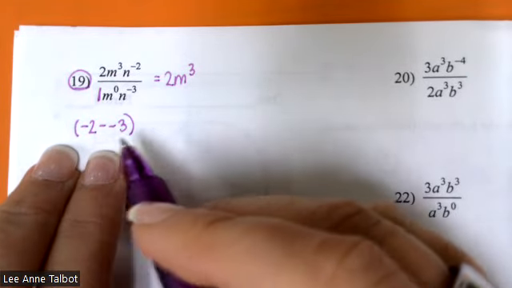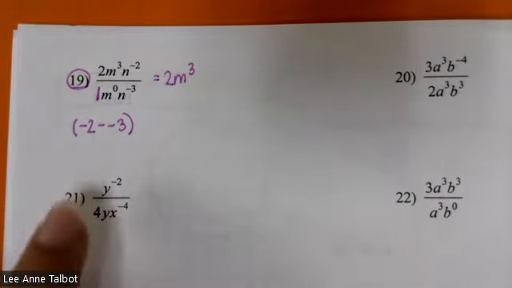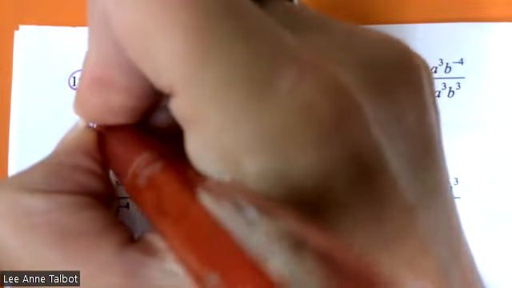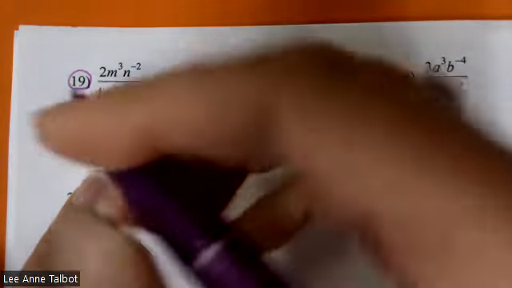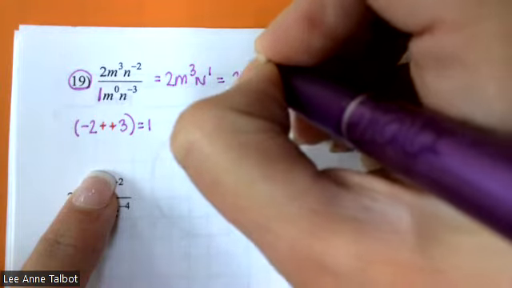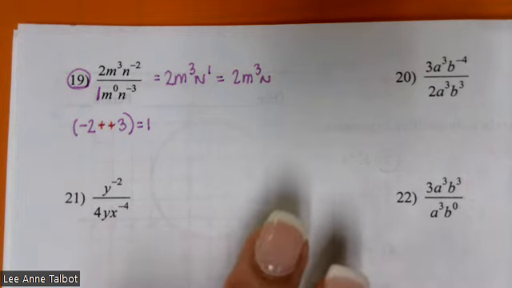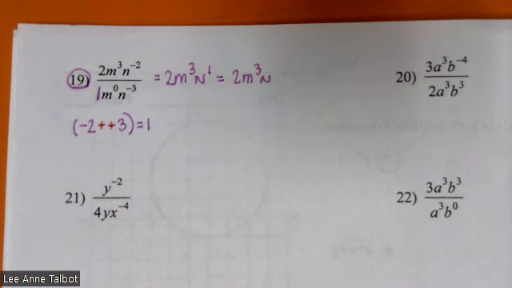What's -2 minus -3? No. Yeah, so you go plus plus. -2 plus 3 is 1. So n to the 1, so 2m to the 3 n. Yes, totally. Do you get 2m to the 3n at the end? No, I got 2 to the end, but I did reciprocal. There shouldn't be any reciprocals for m's.